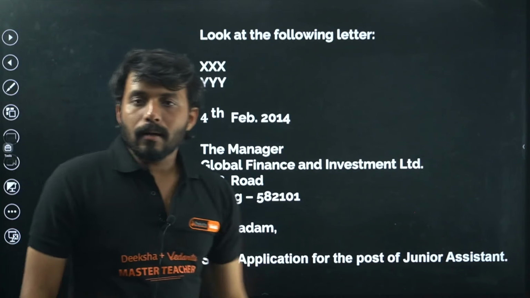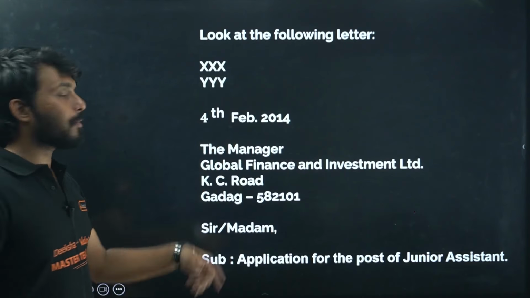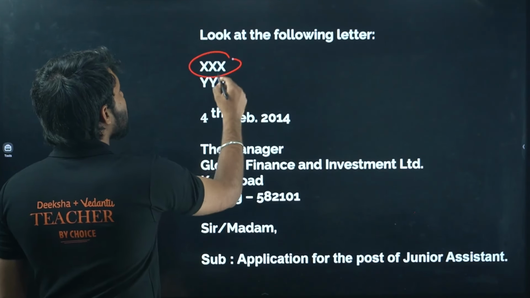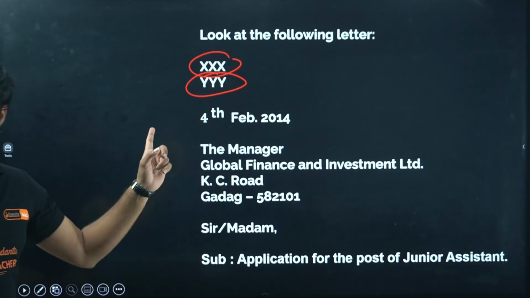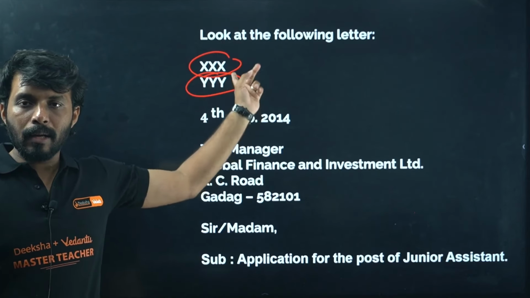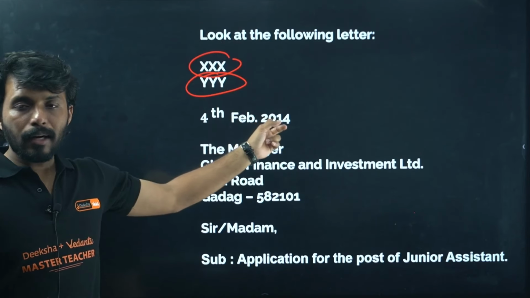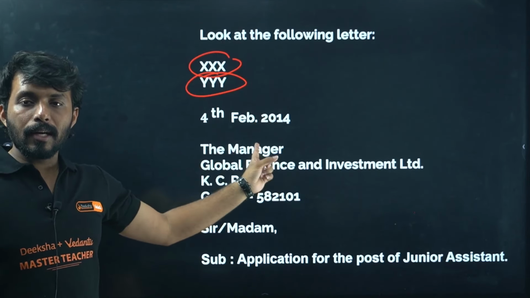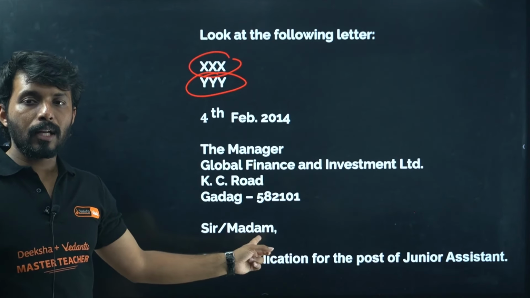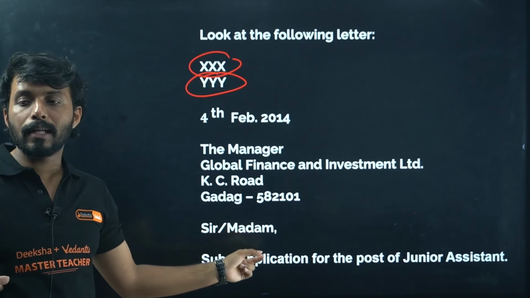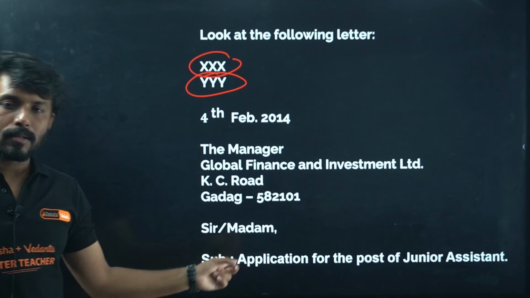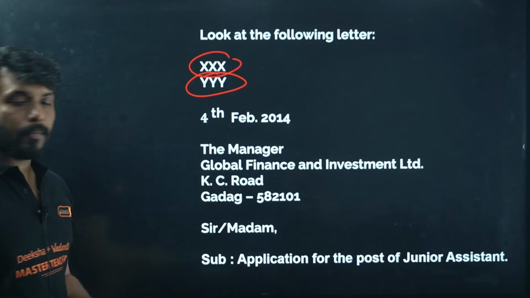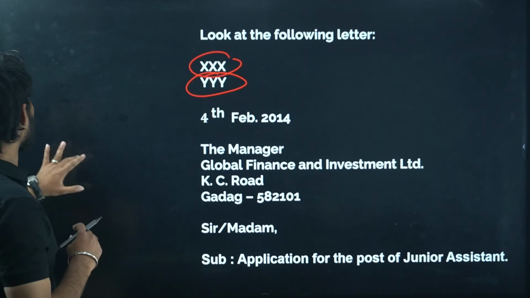Look at the following letter. So, just like in the previous one, XXX for the name, YYY for the address. Okay, that is the from, name and address. Leave a line, date. Leave a line, designation and the to address. Leave a line, sir, madam. As I said earlier, you can either write respected sir, madam or sir, madam. Next, subject, application for the post of junior assistant.